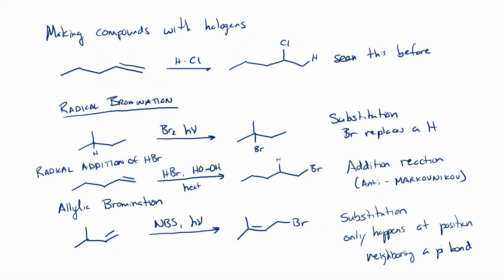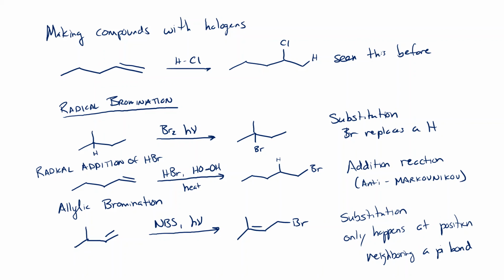All right, so I've listed the three radical reactions that we're going to talk about: radical bromination, radical addition of HBr, and allylic bromination. These are going to be the three radical reactions that we're going to cover, and they're all going to introduce, well, bromine in this case, but halogens in general. Okay?